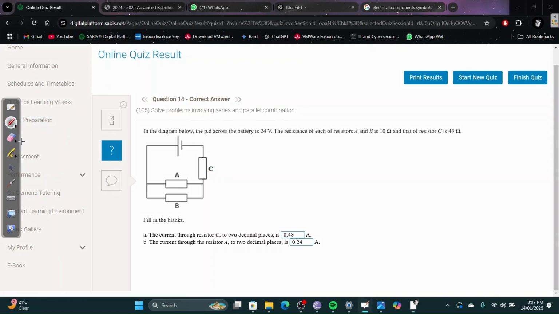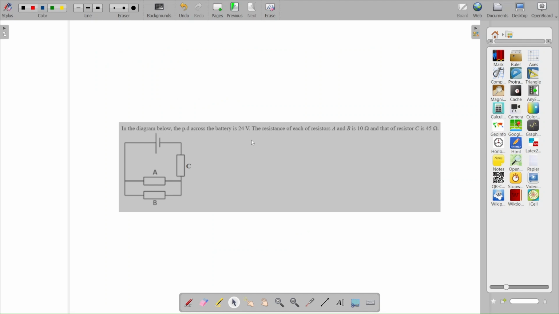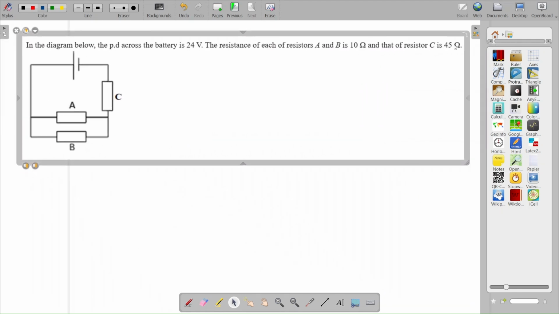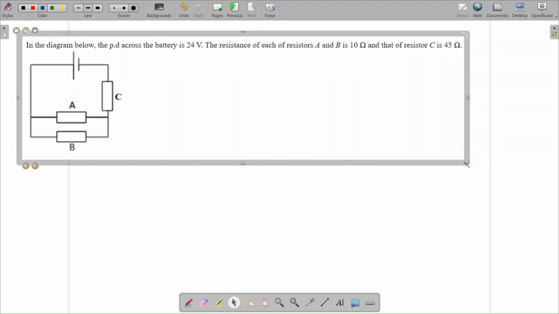Okay. If the current passes through resistor C, to two decimal places. For this one, it's gonna be a bit complicated. I'm gonna need to focus. So what I'm gonna do first, I'm gonna take this as its own thing because I need the full page for it. Okay, we're gonna expand this. There we go. Perfect.